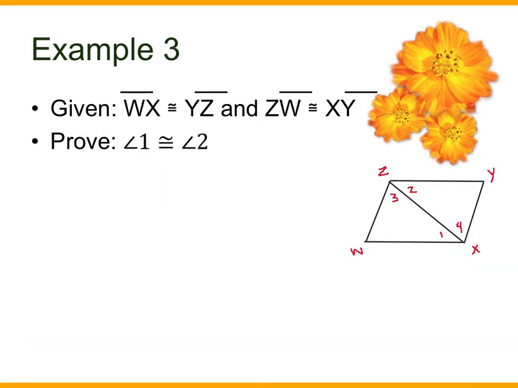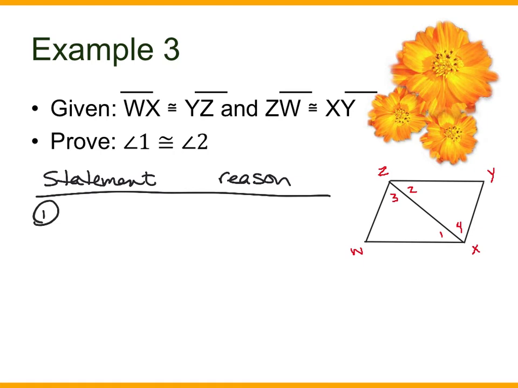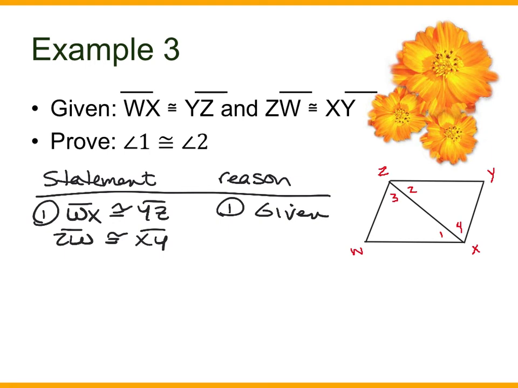All right, last example. Again, still a proof. So let's go ahead and set up your statement column and your reason column. Number 1, let's get all the given in here. WX is congruent to YZ, and ZW is congruent to XY. And that is given. Let me go ahead and add the congruency marks to my picture. So WX is congruent to YZ, and this one over here.